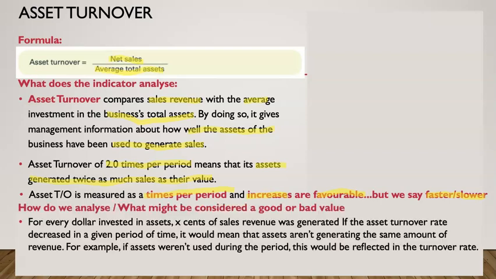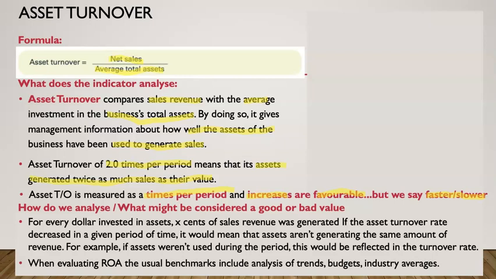So how do we analyse it? For every dollar invested in assets, we're essentially saying X cents of sales revenue are generated. So if the asset turnover decreases, this is a bad thing, and this would mean that assets aren't generating the same amount of sales or revenue. We again look at trends, budgets, and industry averages to try and work out why this has happened.